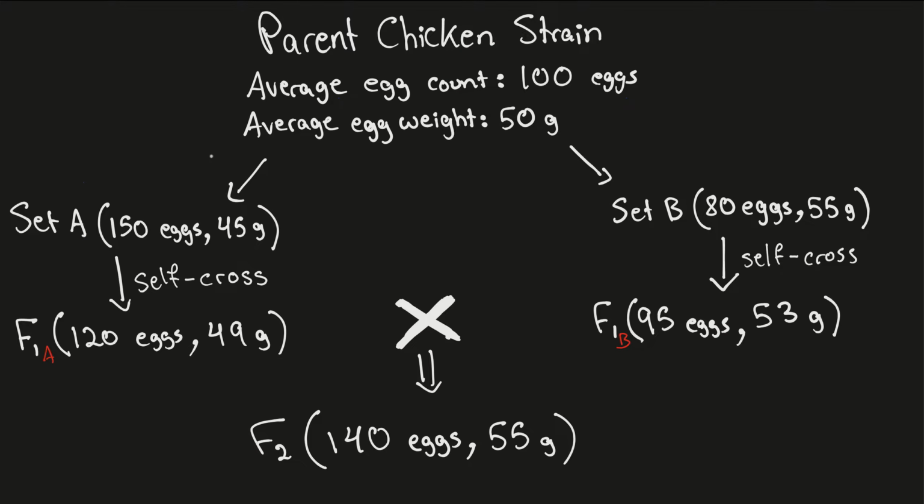So what we're going to talk about is narrow sense heritability. Now imagine you have this chicken strain, right? And you have an average of 100 eggs and an average of 50 grams per egg. If you want to improve it, what you do is split it up into two sets, right?